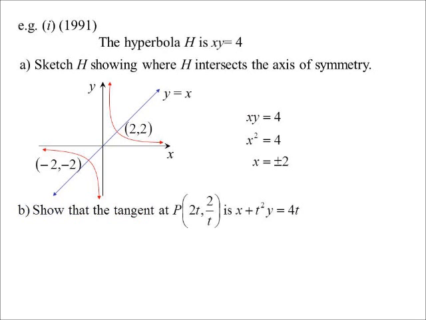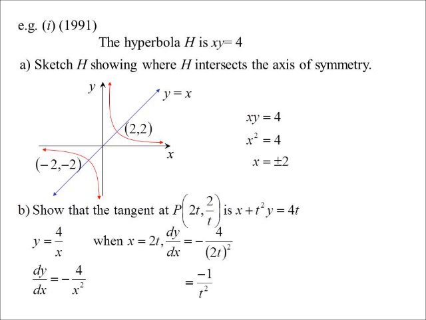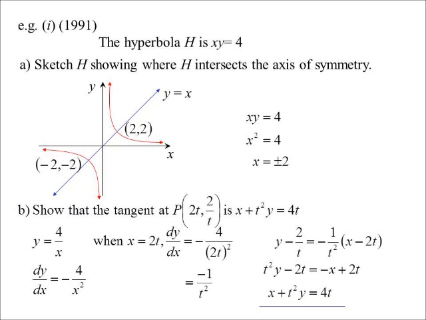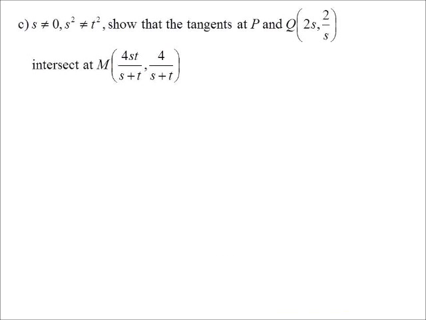Another sort of traditional question, go and find the equation of a tangent. But they've given us the equation, which is nice, because it probably means we're going to use that equation in a subsequent part. So if we can't get it, at least we've got it to use. Show that the tangent at 2t, 2 on t, is that particular expression. So I need to work out a slope, differentiate: dy/dx is minus 4 on x squared. We want at the point where x is 2t, we get the slope minus 1 on t squared. Point slope formula. Playing around with it, and there we go. There's our equation.